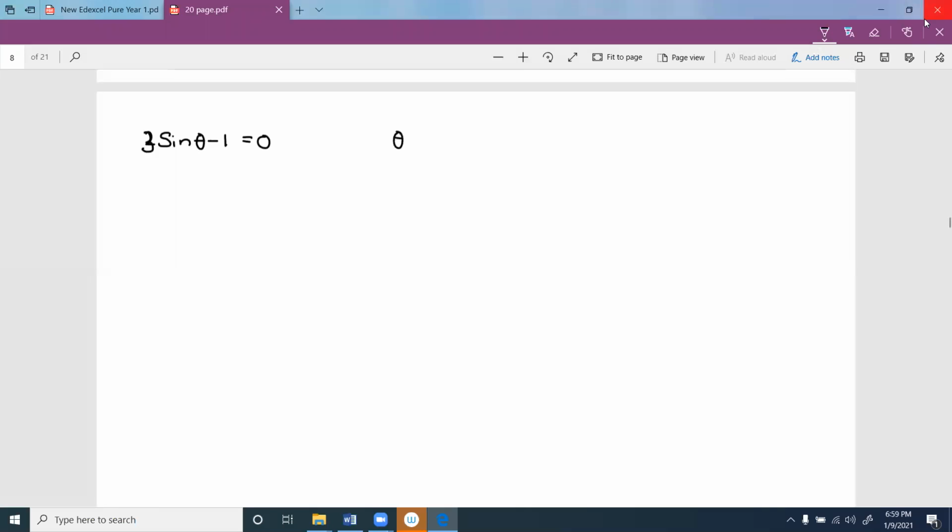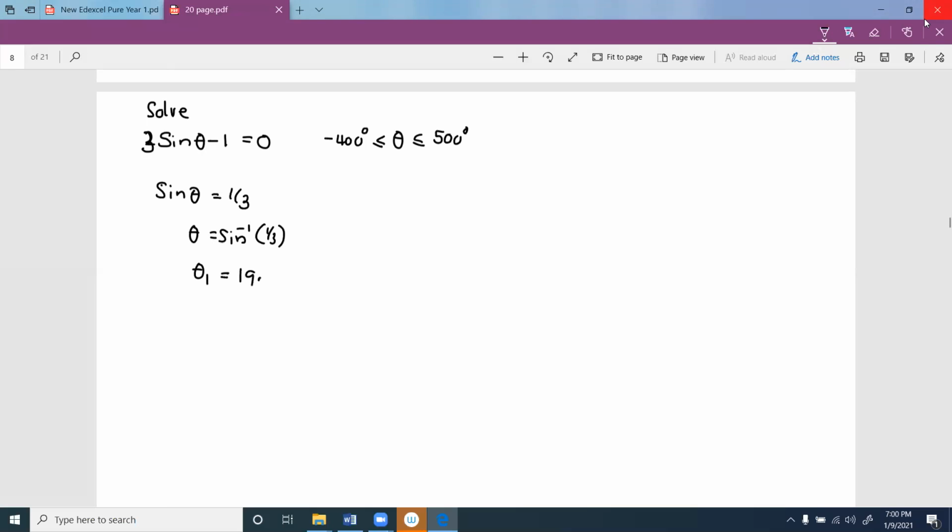Usually they give us a range for theta, so you can say it's minus 400 to plus 500. This restriction is given in the question, right? Then they ask us to solve. So you can say sine theta is equal to 1 over 3, so theta is equal to sine inverse 1 over 3. Then we can get the first angle. Sine inverse 1 over 3 is 19.47, so the first angle is 19.47.